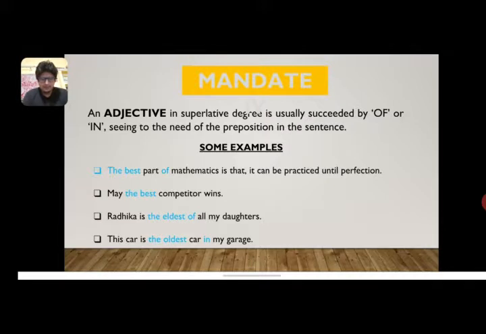So let us say A, B, C, D and E are their respective names, and E is the happiest person or the student in the class. So I can say E is the happiest person in the class, of the class. So in a way, you have to use a preposition after you use a superlative degree in a sentence. So that is mandate number 4.